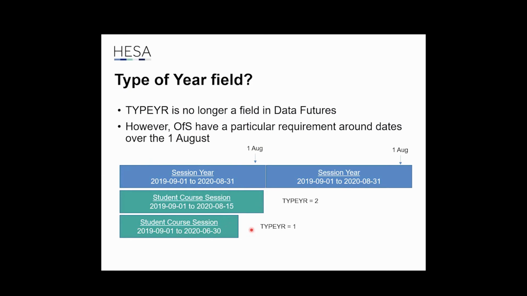I've only included this slide just to make it very clear that providers need to get these student course session end dates correct. It's particularly important around the 1st of August. We've had lots of conversations with OFS like this, but I think it is relevant to all providers. The session year has to be 12 months long, but the student course session can be less if that is relevant to what the student is studying.